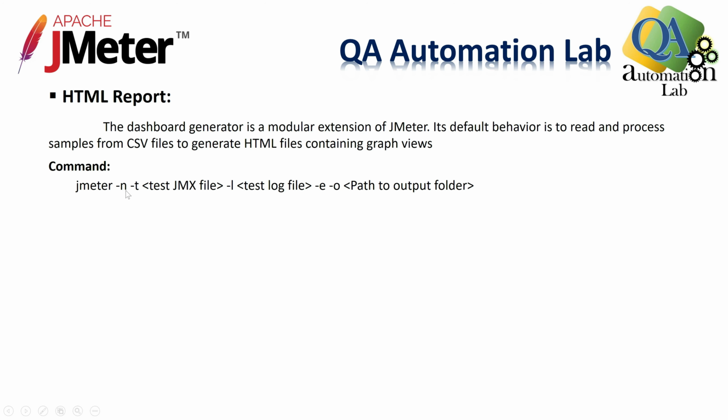jmeter -n denotes no GUI, -t is the path of the JMX file, -l is the log file location where we want to store, -e denotes HTML report, -o is the output location where we want to store the HTML report.